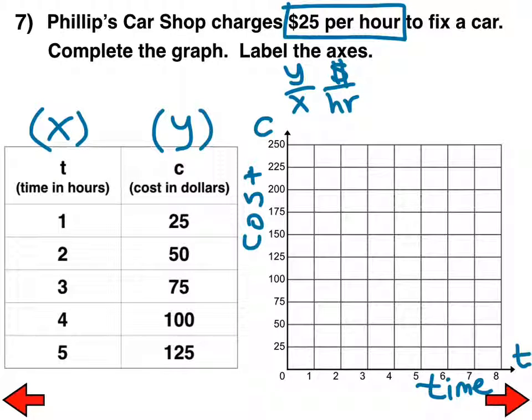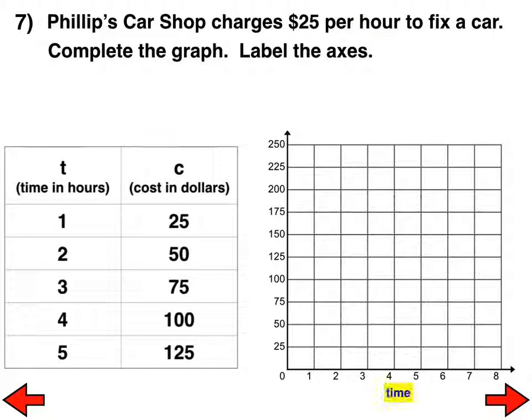Now you're going to fill in your graph with those dots. Over 1 up 25, over 2 up 50, and so on. So time on the x-axis, cost on the y-axis, and I'm going to put all of my points in. Connect it as straight as you can. Does it look like it's a proportional relationship? Yeah. Yeah, it goes through 0, it's linear.